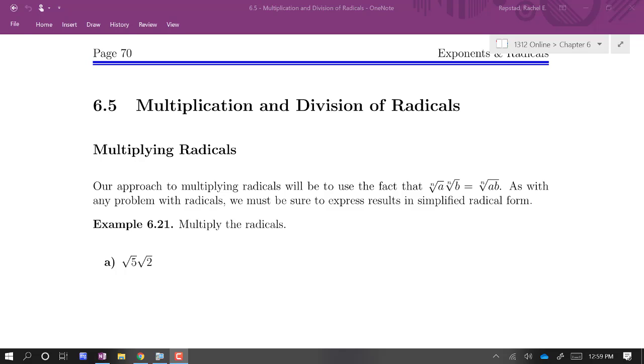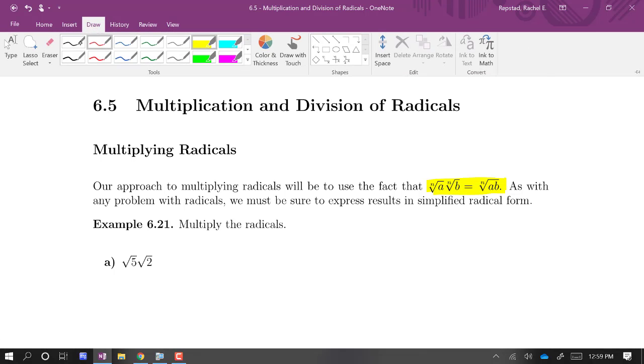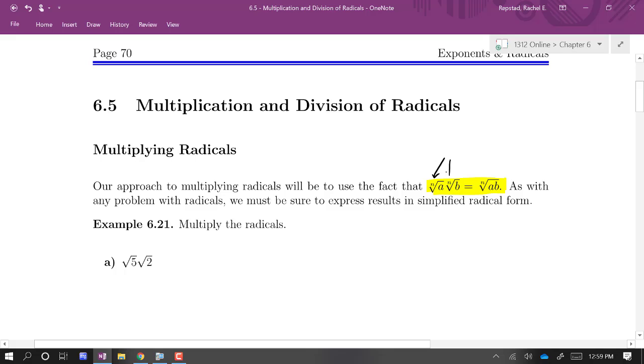In this section, we're going to work on multiplying and dividing radicals. Our basic approach is to use the fact that we can split up radicals over multiplication, but we can also combine them if they're the same index. That's an important note here. These are the same index, or same order.